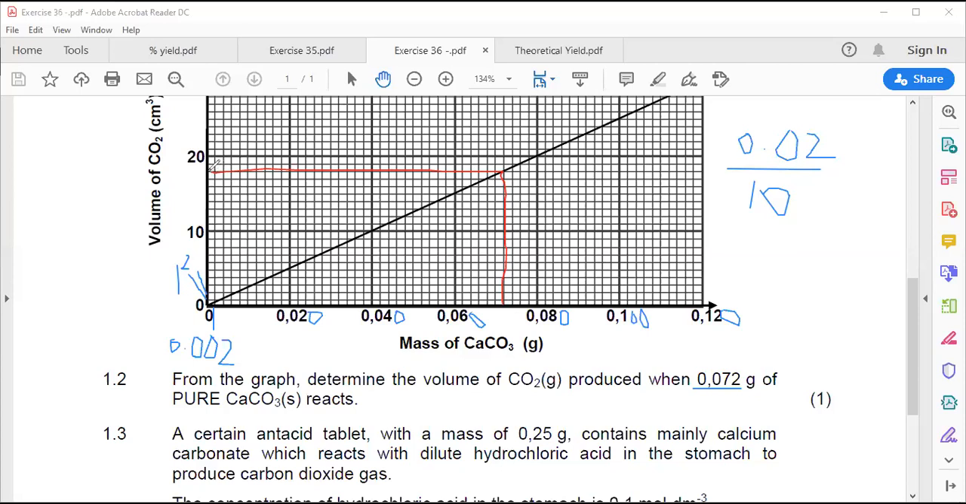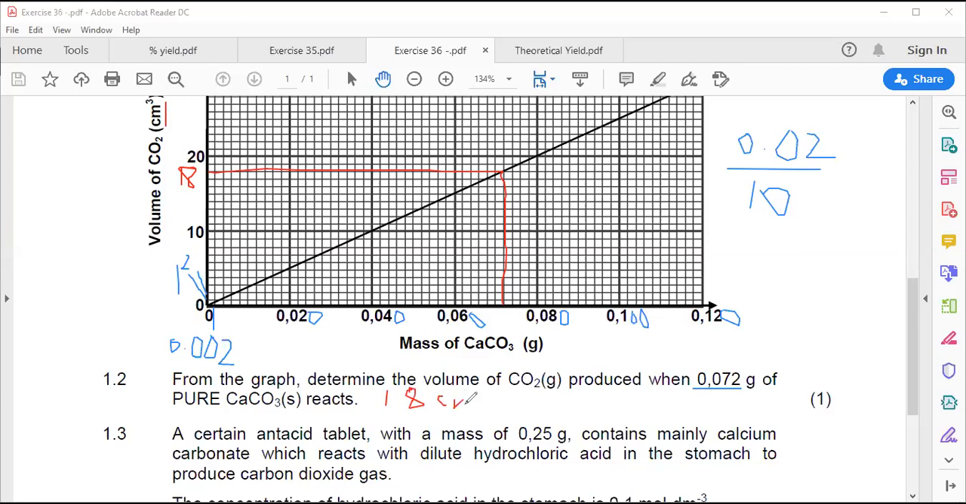What is the value here? We are counting in ones, so it's 20, 19, 18. That becomes 18, and those are your units there, cubic centimeters. So your answer for 1.2 becomes 18 cubic centimeters.